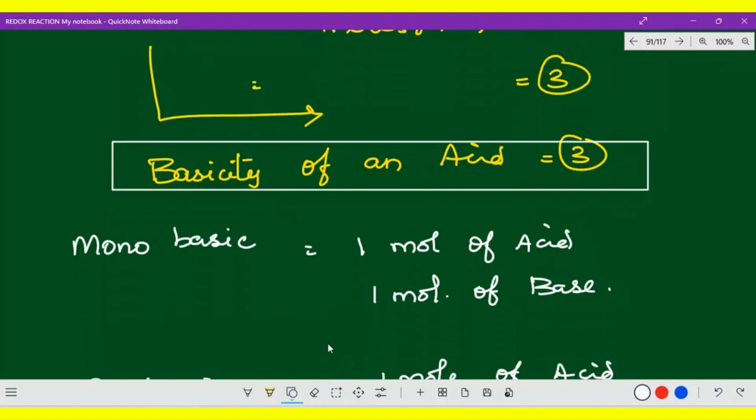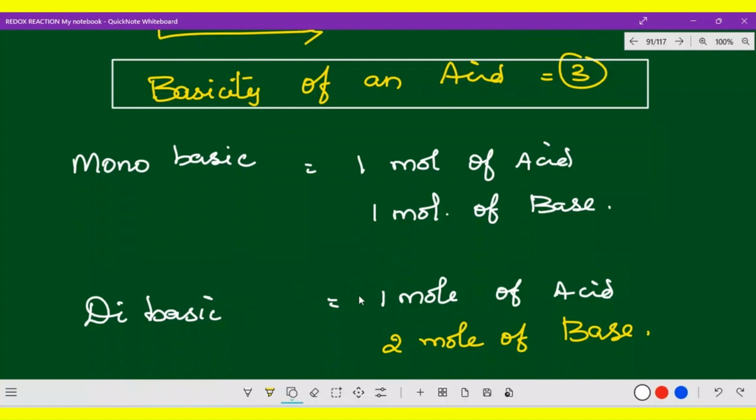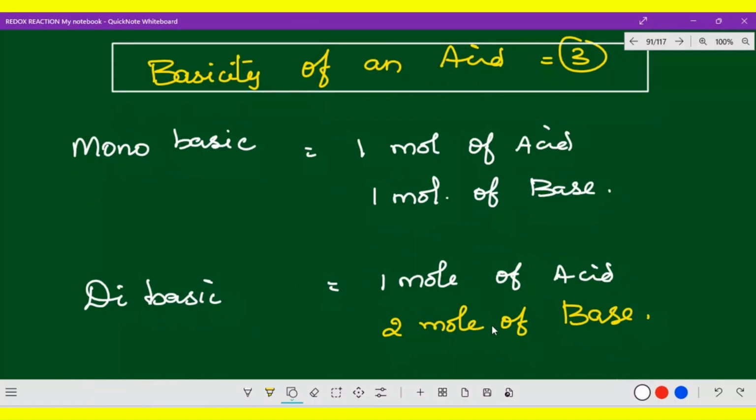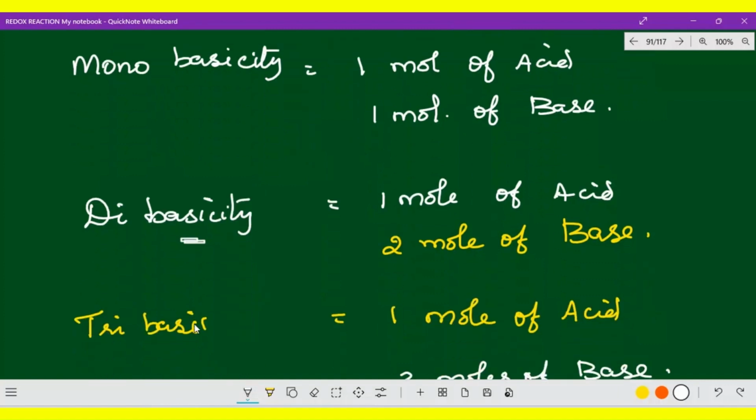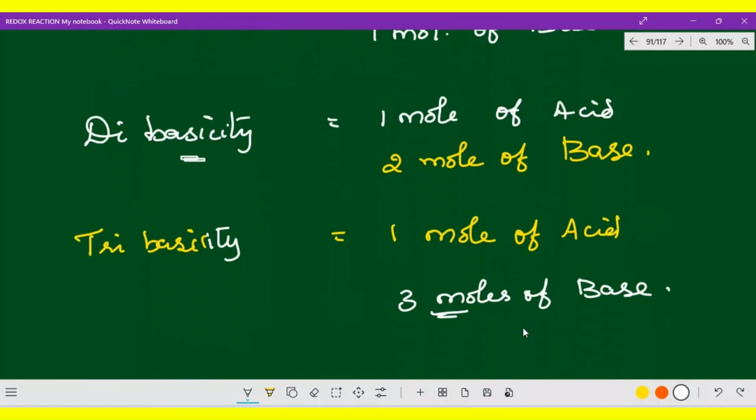How do we identify a tribasic acid? Monobasic means 1 mole of acid and 1 mole of base. Dibasic means 1 mole of acid and 2 moles of base. Here we are talking about the basicity of an acid. I mention that also because you might get confused: basicity, dibasicity and tribasicity. So tribasicity is 1 mole of acid and 3 moles of base.